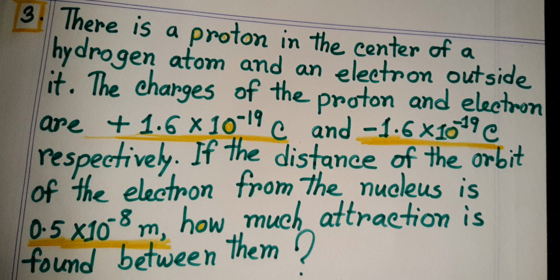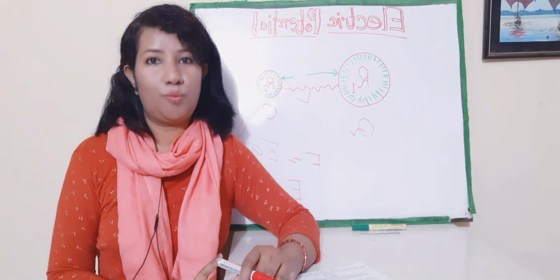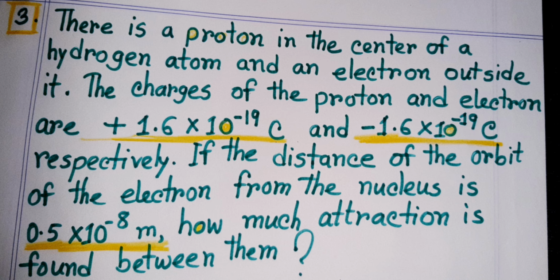There is a proton in the center of a hydrogen atom and an electron outside it. The charges of the proton and electron are 1.6 times 10 to the power minus 19 coulomb and minus 1.6 times 10 to the power minus 19 coulomb respectively. The proton is positive and the electron is negative. If the distance of the orbit of the electron from the nucleus is 0.5 times 10 to the power minus 8 meter, how much attraction is found between them?